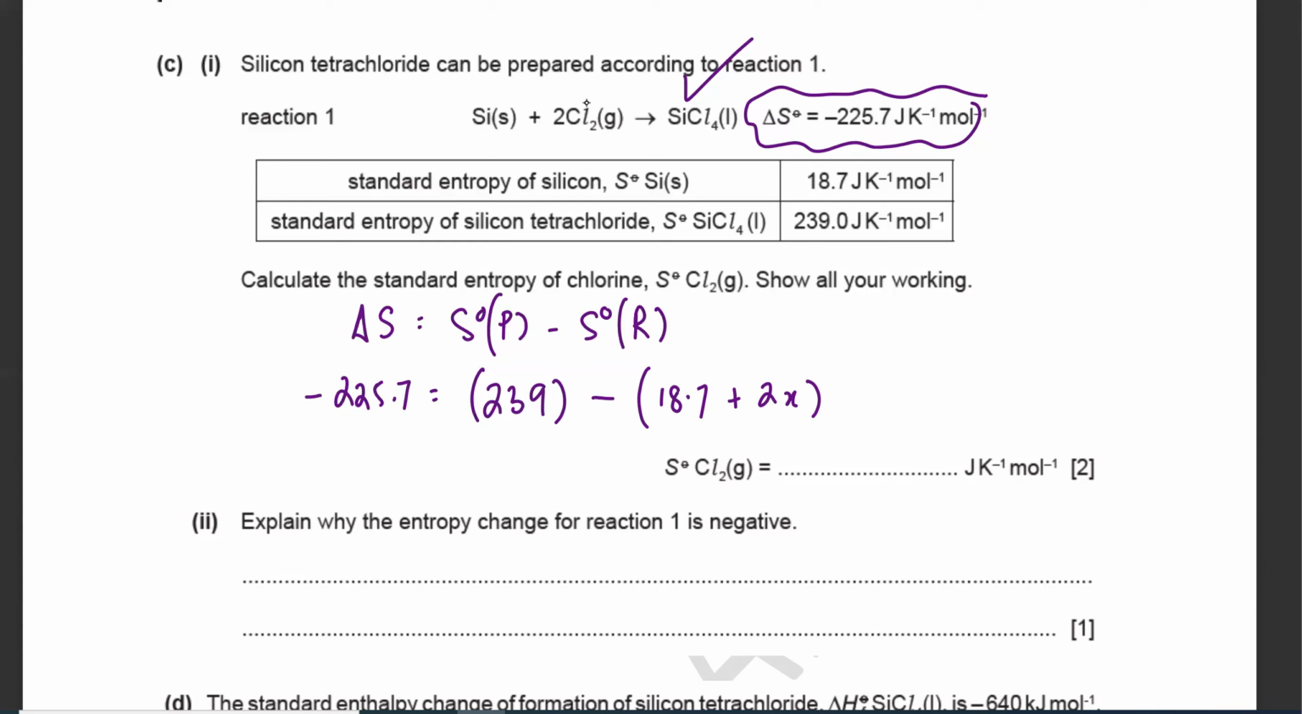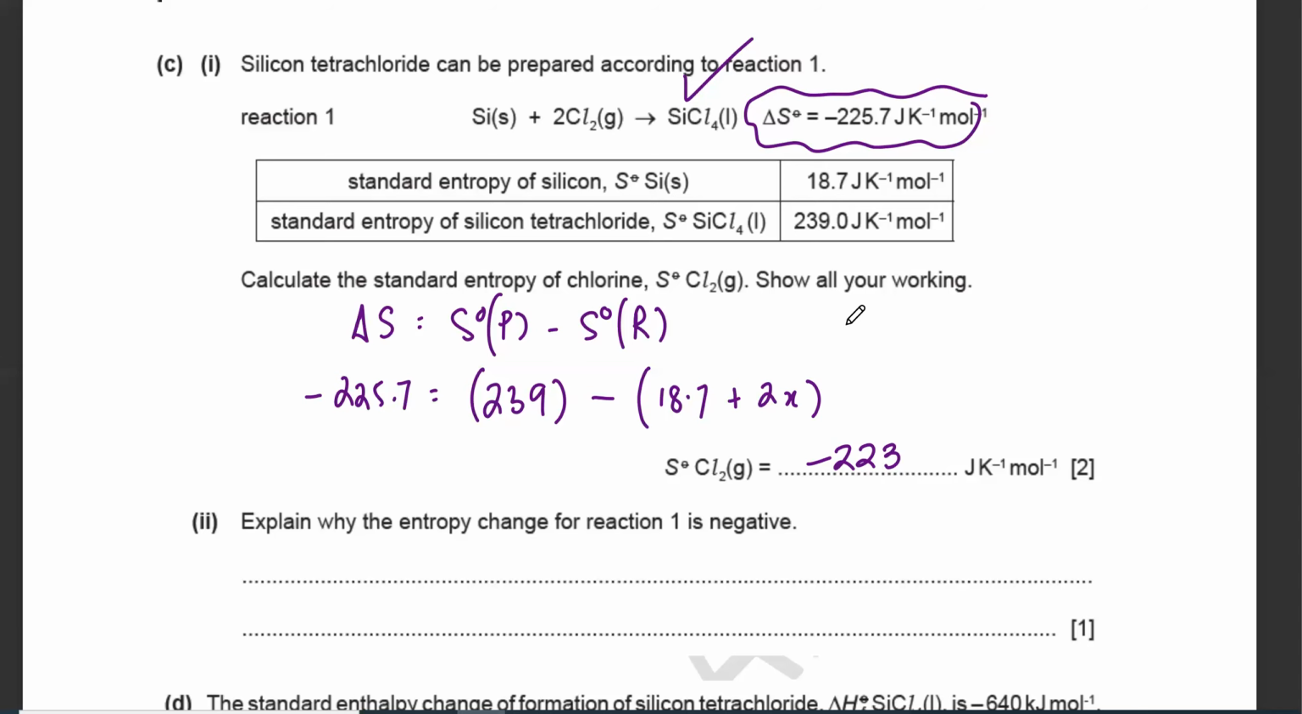Can anyone quickly try and find? Negative 223. It's coming out to be negative 223 joules per Kelvin per mole. Yeah, I'm also getting the same answer. Okay. So it's negative 223, and why is it negative? Because gas moles are decreasing. Anyway, you can get the question both ways.